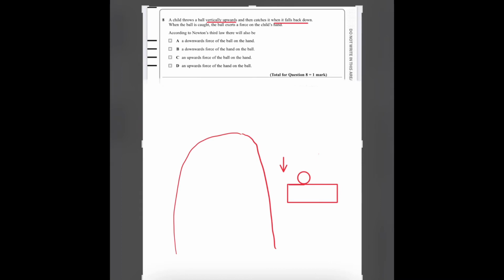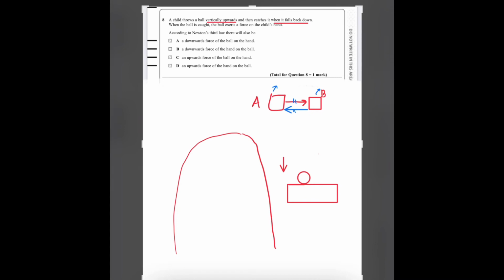Newton's third law states that every action has an equal and opposite reaction. Another way to put Newton's third law is that when object A exerts a force on object B, then object B exerts an equal and opposite force, equal in magnitude and opposite in direction, on object A. So for example, object A might be the ball and object B might be the hand, right? So when the ball exerts a force on the child's hand, the hand would exert an equal and opposite force on the ball, right?